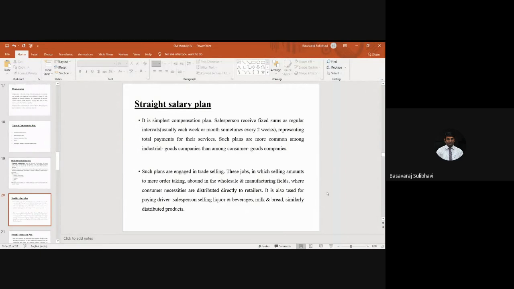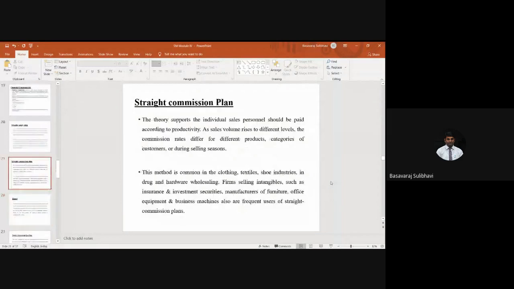Or it can also be used in certain examples, like paying the drivers, a salesperson who will be selling liquor or beverages, milk or bread, similar distributed products, where they are not taking much tension about how much targets are reached, but their job is just to take an order and then deliver the items to them.